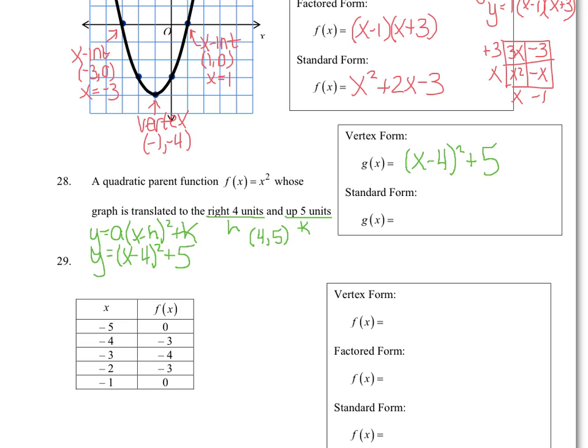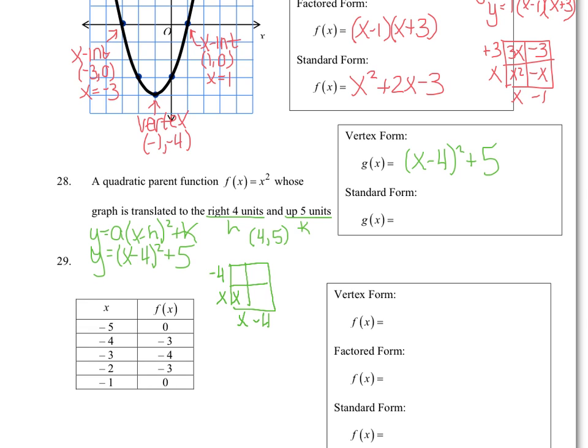My standard form I'm going to find by multiplying this out. We got to go by order of operations, which means that we do our parentheses and our exponents first, and then we do our addition. So I'm going to do x minus 4 squared first.